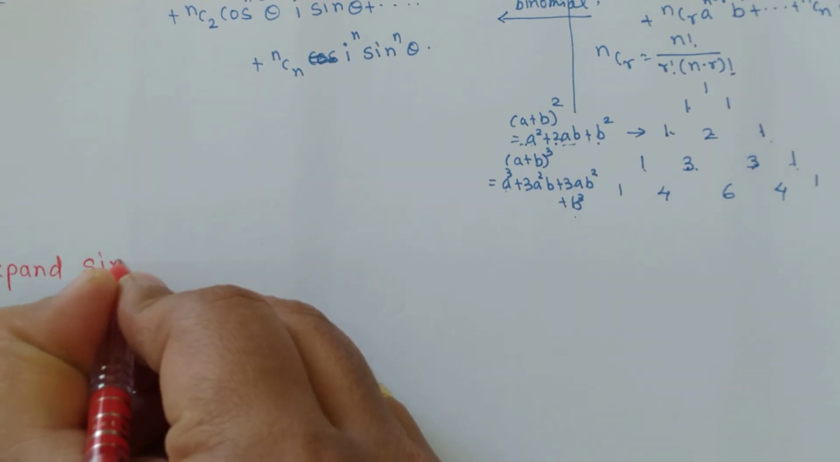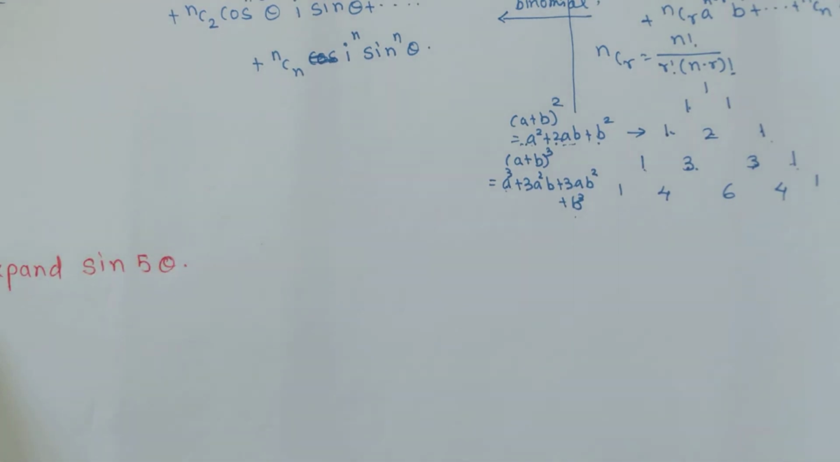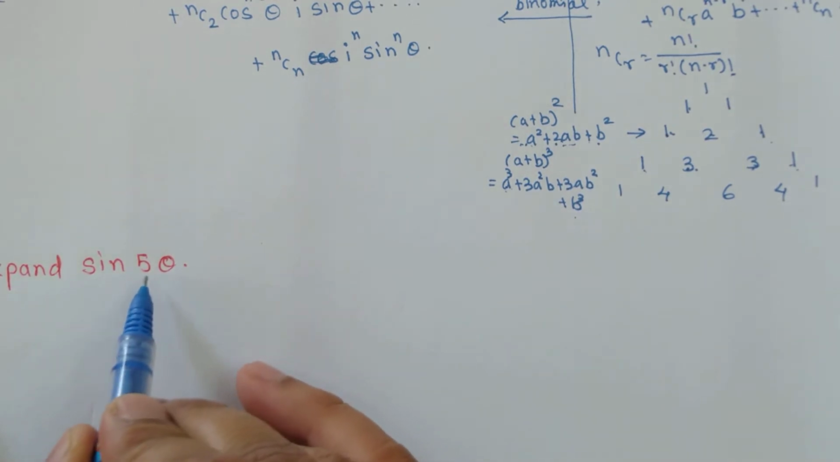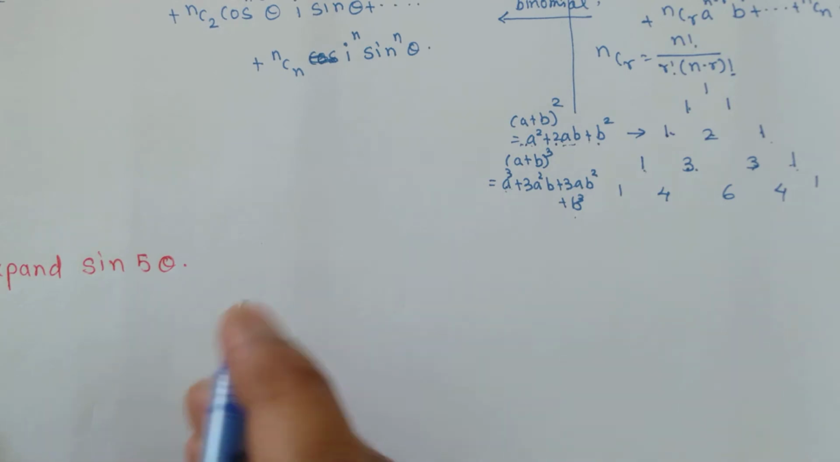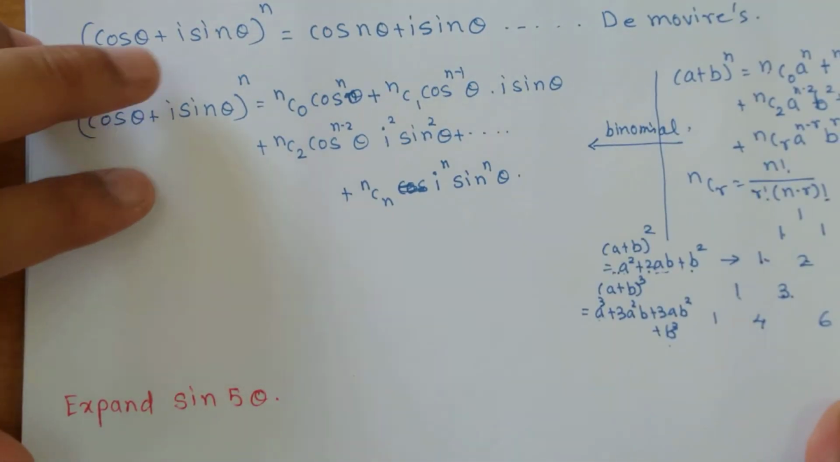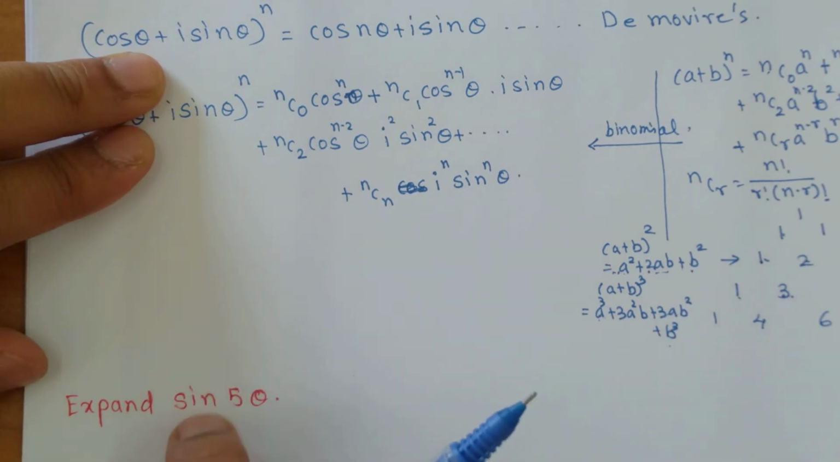Expand sine 5 theta in powers of sine theta and cos theta. Okay, now basically we just have a look at the multiple of theta in this problem. The multiple is 5. Hence we are going to follow these two expansions for getting the answer.